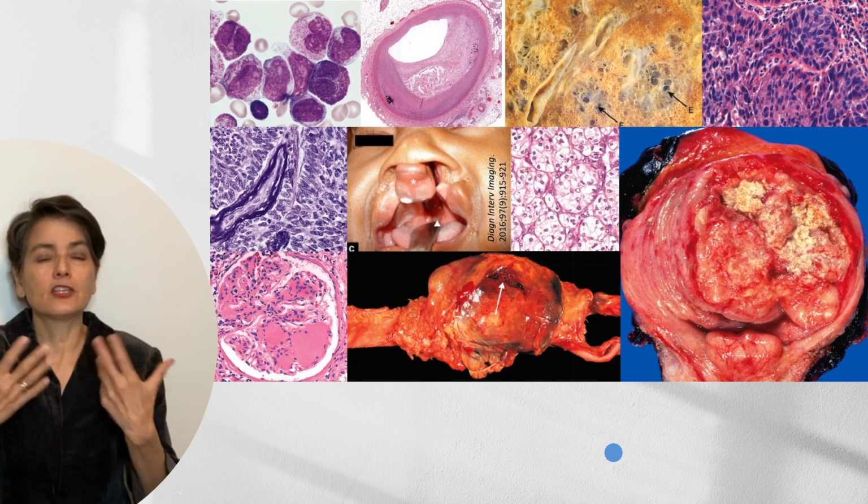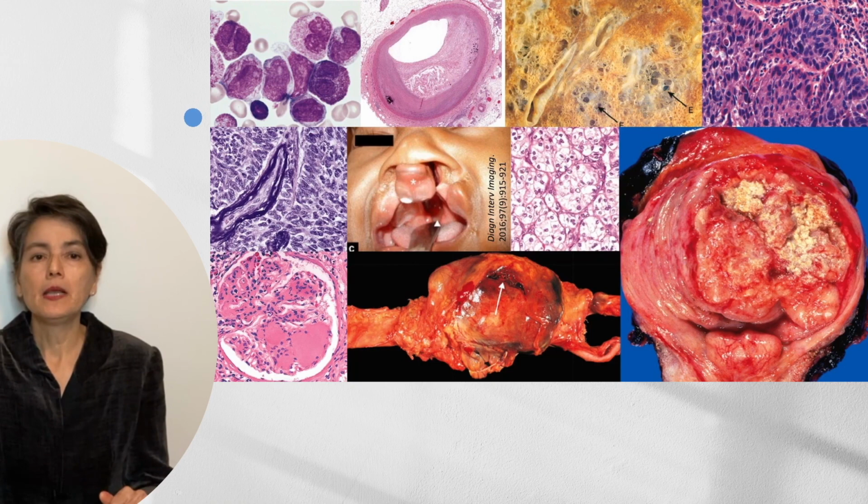So here is an image of acute myeloid leukemia. It's thought that the link here is through benzene, which is in cigarette smoke, and which is a known etiologic factor in AML.